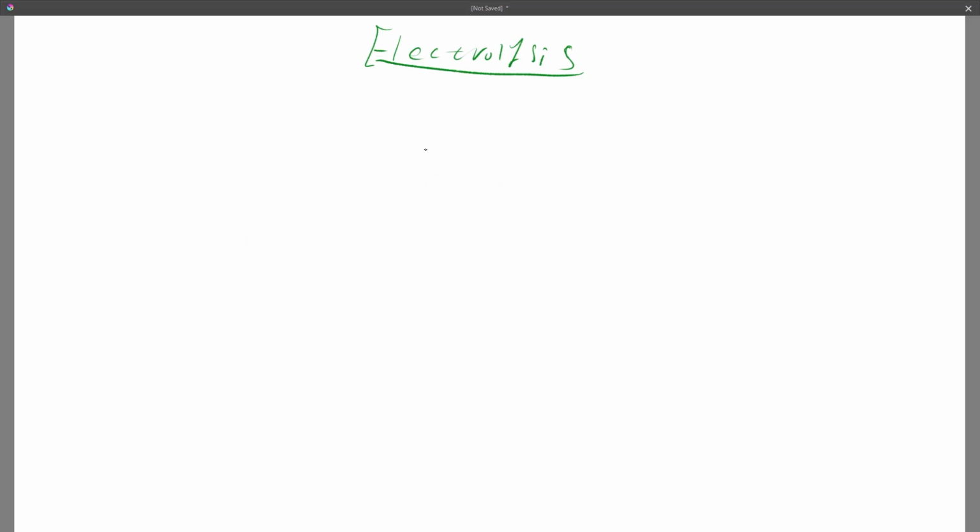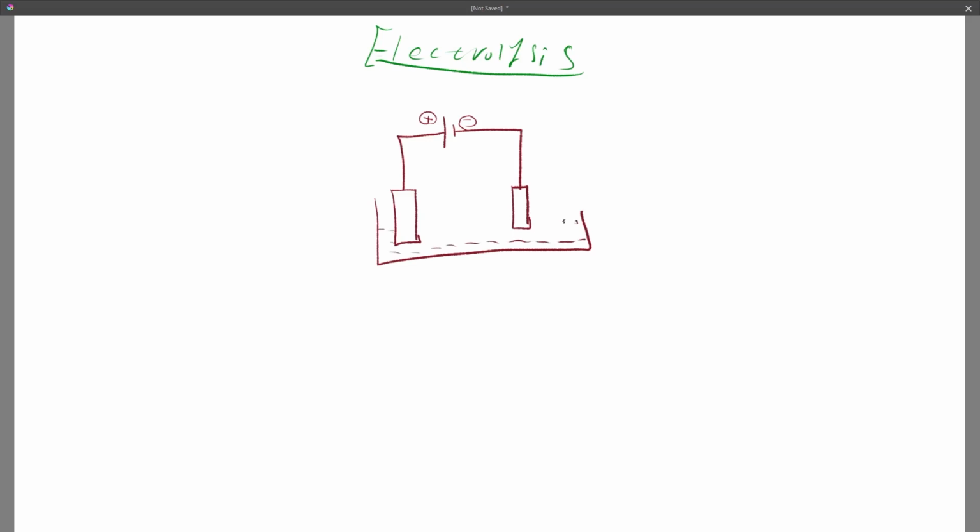Now, if we're to make a simple electrolytic cell, what do we need? First off, we need a power source. That will be our battery. We will have a wire, two electrodes, one attached to the positive pole of the battery and another one attached to the negative pole of the battery. These are our two electrodes. And we will need an electrolyte. And the electrolyte is our molten or ionic solution that we are electrolyzing, right?